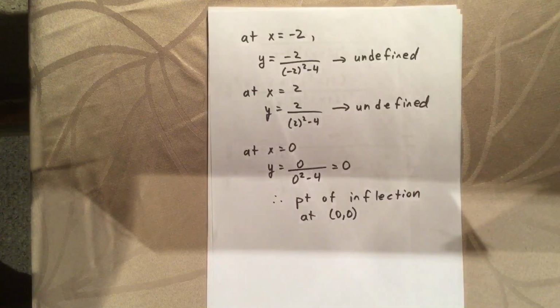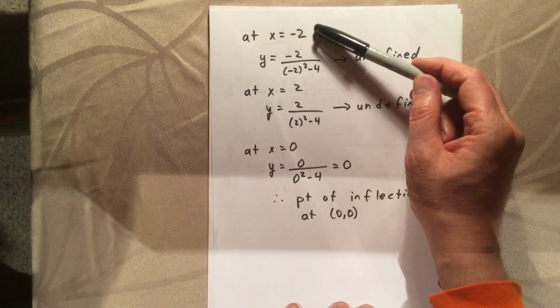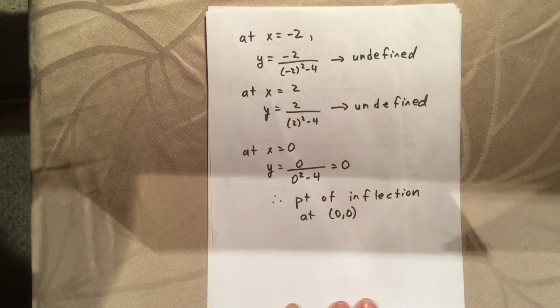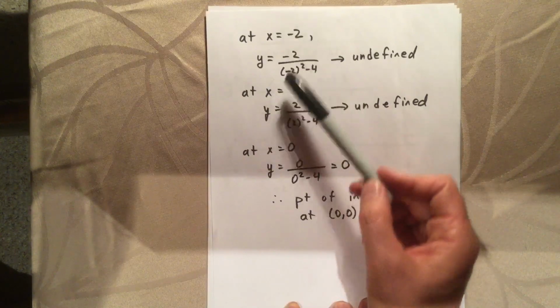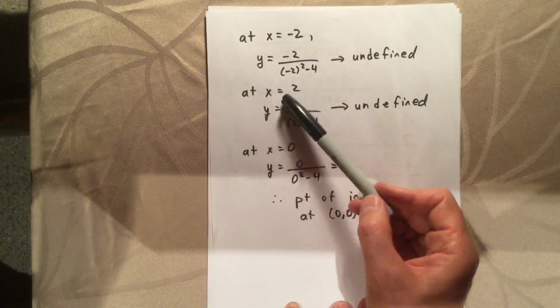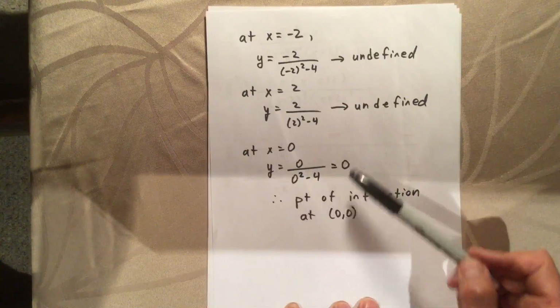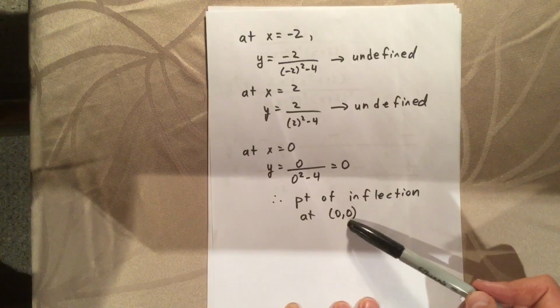There's no point there. Now, we should know what the y values are at x equals negative 2, x equals 2, and x equals 0 because they variously made the first and second derivative 0 or undefined, and it's always important to know those y values. At x equals negative 2, y is undefined. At x equals positive 2, y is undefined. At x equals 0, y is 0. Well, we already knew we had the point 0, 0. Now we know it's a point of inflection.